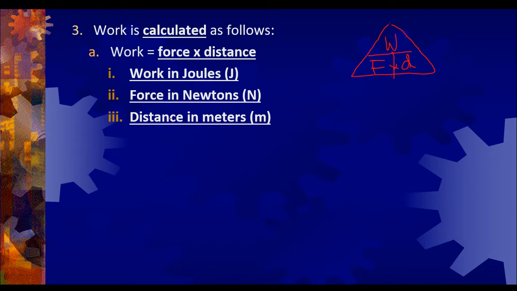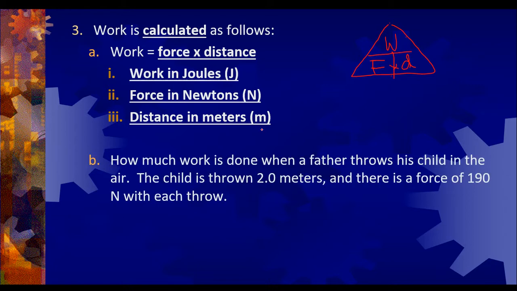I may not say the distance is, I may not say the force is, but I will say newtons or meters or joules. So let's try this. Question is, how much work is done when a father throws his child up in the air? The child is thrown 2 meters and there is a force of 190 newtons with each throw, and we're trying to solve for work. So looking at our triangle, I said work equals force times distance.